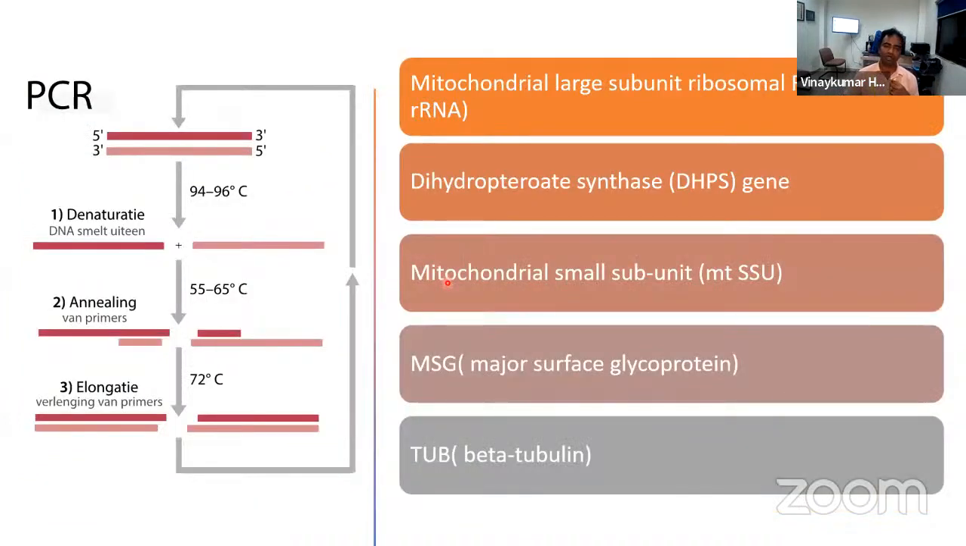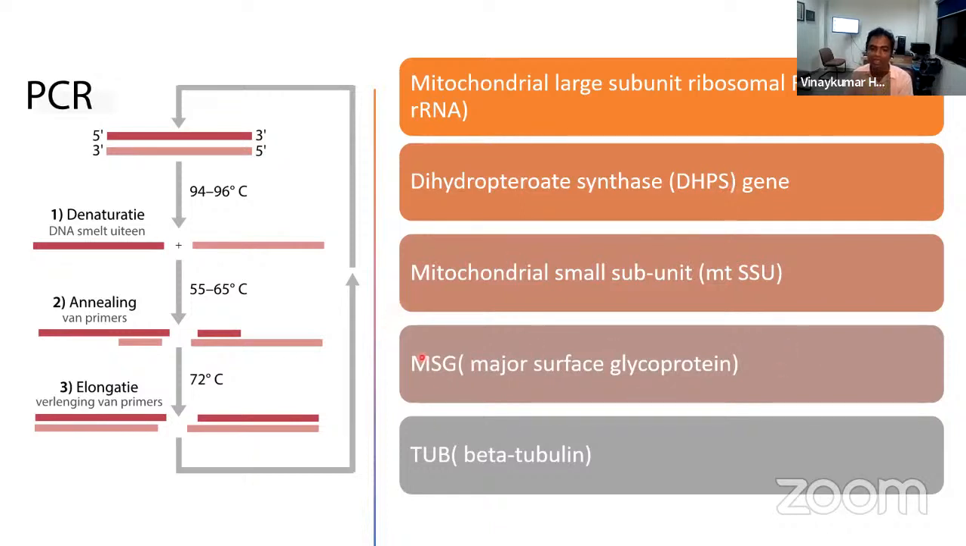Okay, so what is the alternative? I told you the alternative is PCR. PCR has used many targets. The ones most commonly used are the mitochondrial LSU, which is also used for genotyping. They also use the dihydropteroate synthase enzyme, which can also detect resistance to cotrimoxazole, that is the trimethoprim-sulfamethoxazole combination.